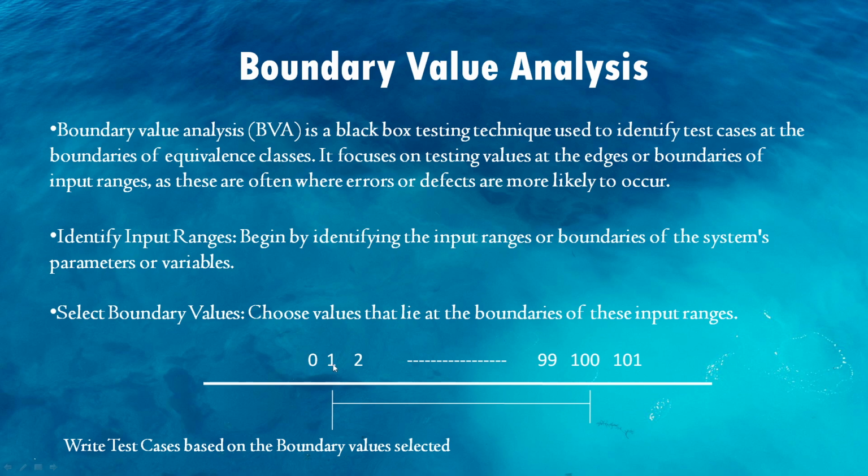Now find the items near the boundary. Before 1 is 0, and the nearest number on this side for 1 is 2. So we identified 0, 1, 2. Similarly for 100, the nearest number on this side is 99, and the nearest number on the other side is 101. So we have identified the boundaries now. Now choose values that lie at the boundaries of this input range. We identified the boundaries, we choose the values at the boundaries. Now we have 6 values, right?